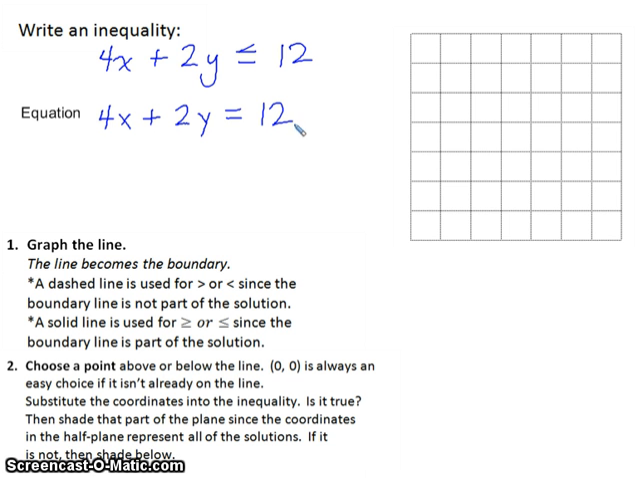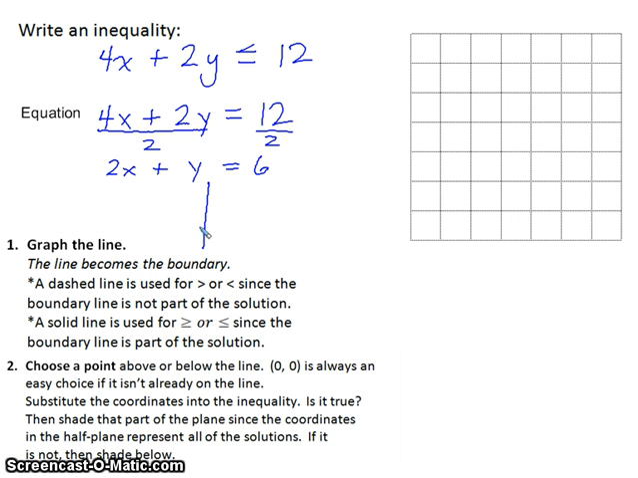Since this equation is in standard form, it might be good for us to use the x and y intercepts to graph. I also notice that each of the coefficients of x and y are factors of 12. So I could make my equation a little bit easier by dividing both sides by 2. So then I would have 2x plus y is equal to 6. That's a lot easier for me to graph.